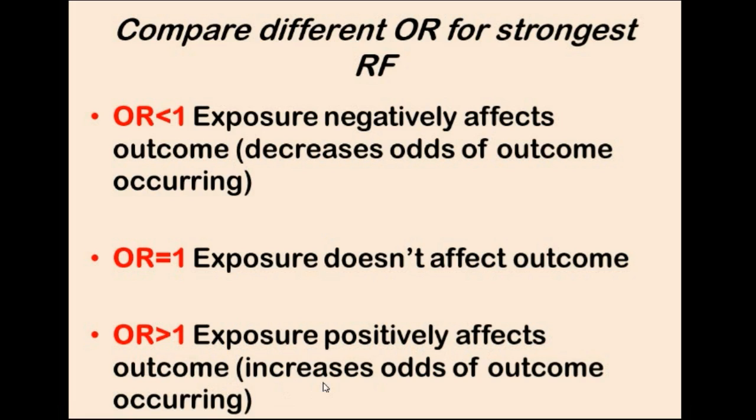Whereas if you have an odds ratio of more than 1, that means that the exposure positively affects the outcome. In other words, it increases the odds of the outcome occurring. So in this case, if you have an odds ratio that is more than 1, you could say that a particular risk factor increases the likelihood or is more strongly associated with that outcome or that disease occurring.